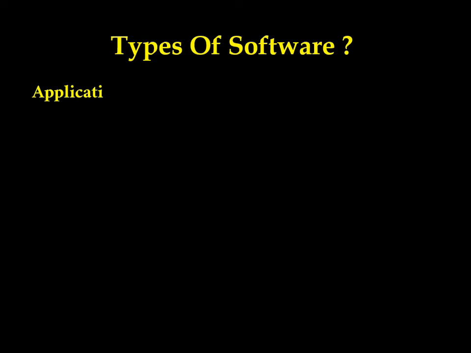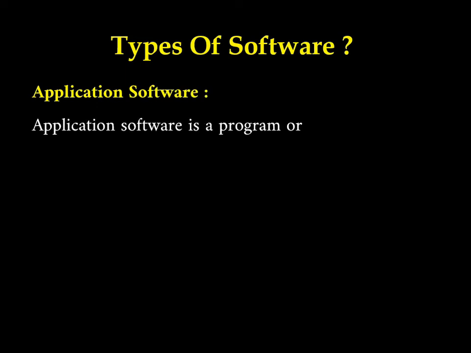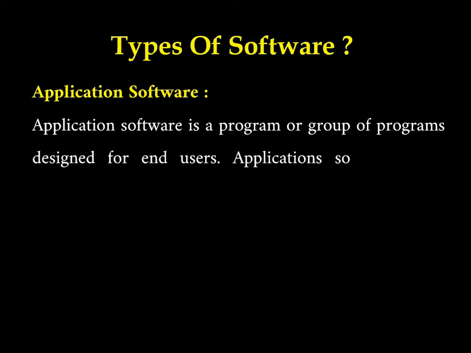First is application software. Application software is a program or group of programs designed for end users. Application software is also called user programs. It includes programs like database programs, word processor, web browser, presentation software, spreadsheet, etc. All these programs we use daily are included in application software.